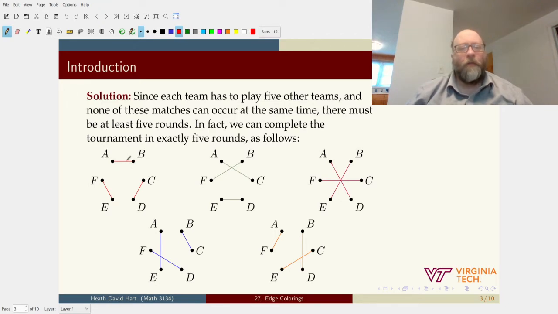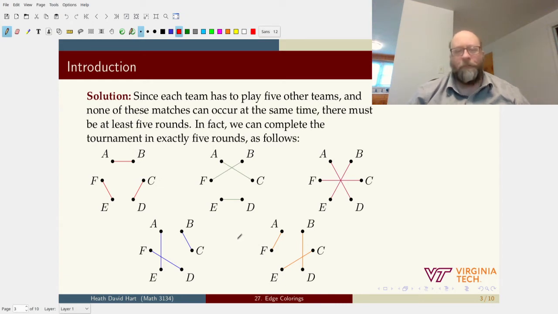So in one round, we'll have these three pairs of teams play off. A, B, C, D, and E, F. A, C, B, F, and D, E. A, D, B, E, and C, F. A, E, B, C, and F, D. A, F, B, D, and C, E. So if we assign the teams this way, then we end up getting every team playing every other team, and it takes place in exactly 5 rounds.